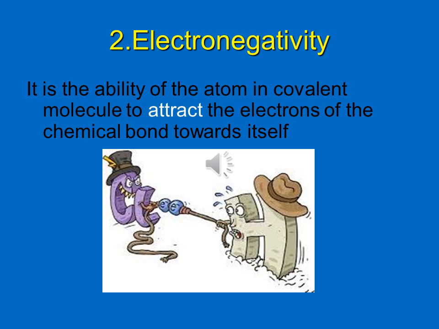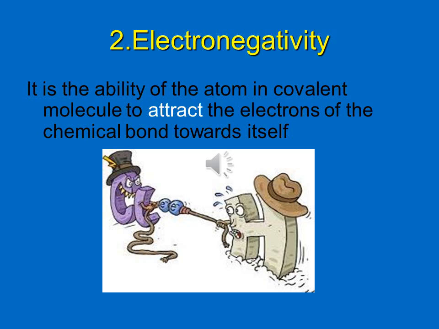So electronegativity is the ability of element to attract electrons towards itself. If the element can attract the electrons towards itself in the covalent bond, we say it has electronegativity. So again, what is electronegativity? Electronegativity is the ability of atom in covalent bond or covalent molecule to attract electrons towards itself. The more the element can attract electrons, the more electronegativity it has.